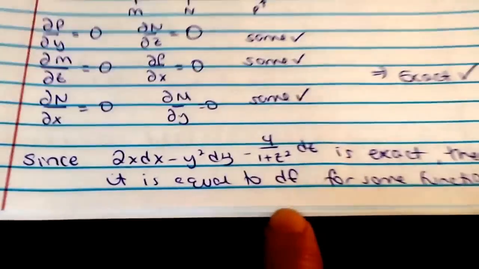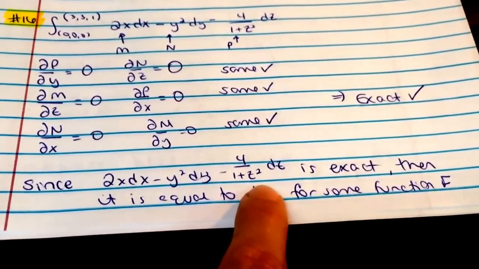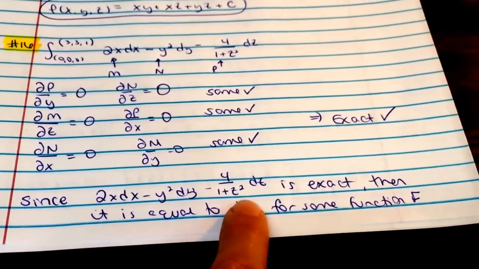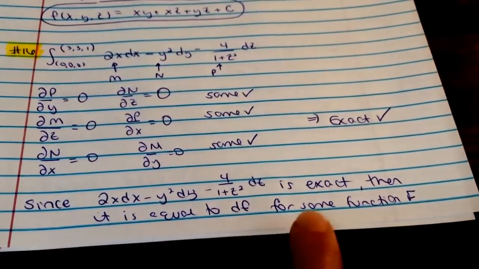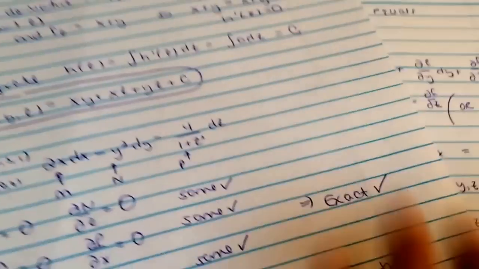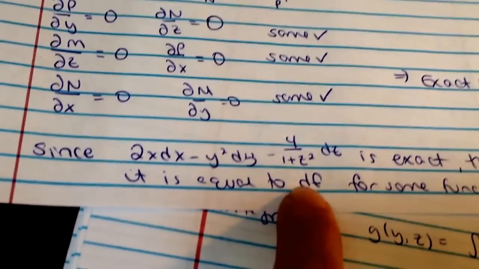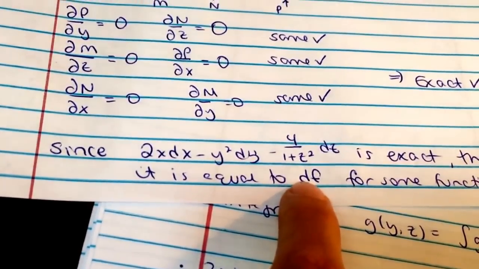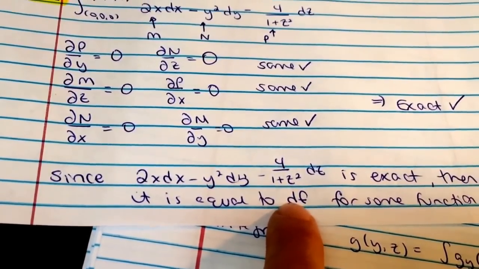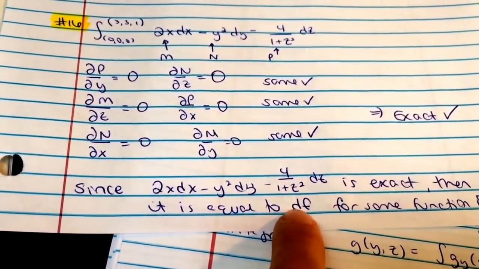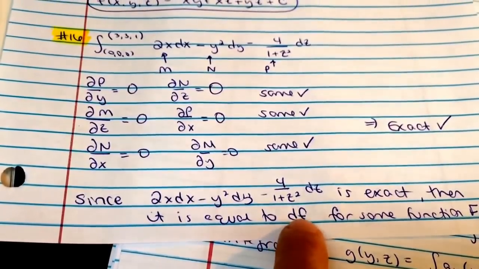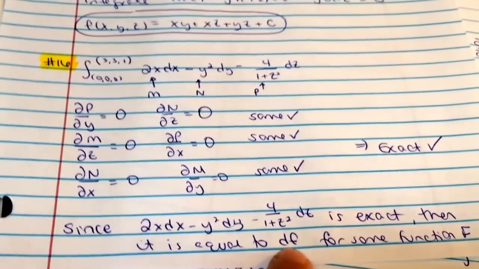I don't want to waste time trying to find it. But anyway, if your integral here, if this function is exact, then it's equal to the derivative. Notice it's just the derivative of f instead of the gradient of f, because these are not vectors anymore. This is a non-vector or scalar kind of situation here. So this is df instead of the gradient of f, but it's the same principle.